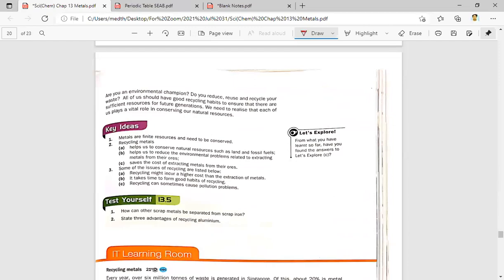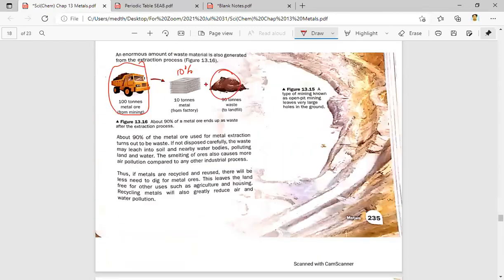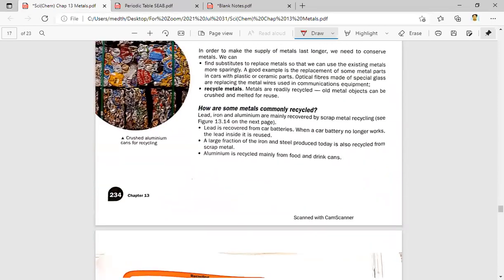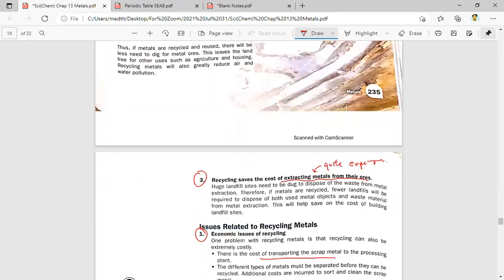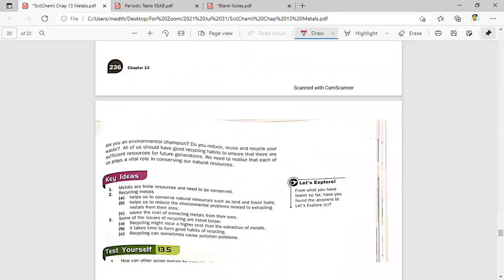So that's really the last part over here. What do you need to memorize in this whole last part? Actually, you don't need to memorize. You just need to know that metals are finite. The rest of it is really common sense. If you ask me, all these advantages and all these issues are just common sense. I think you all can also figure it out. So that's all for metals.